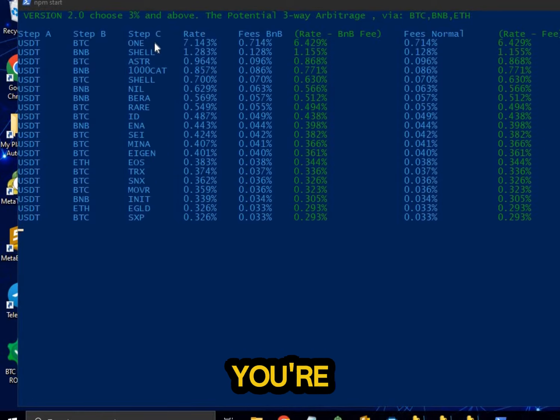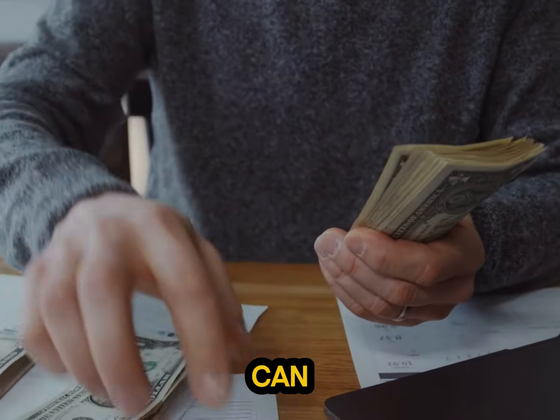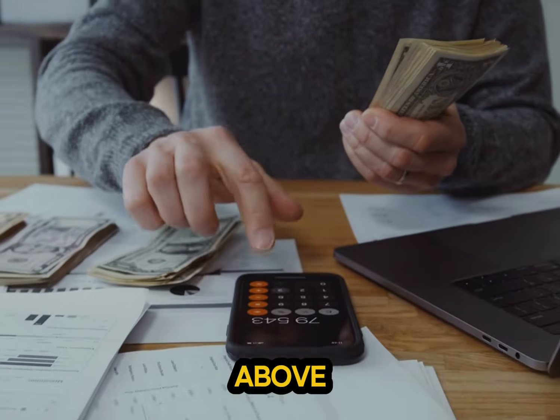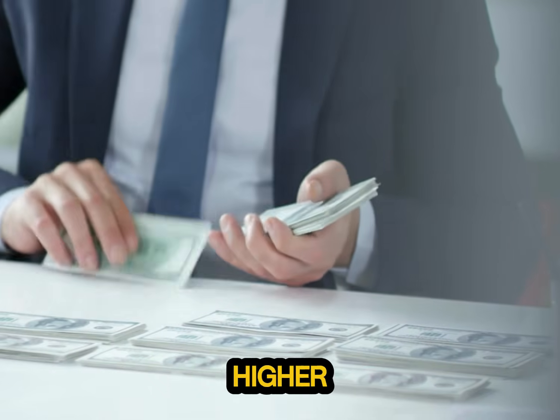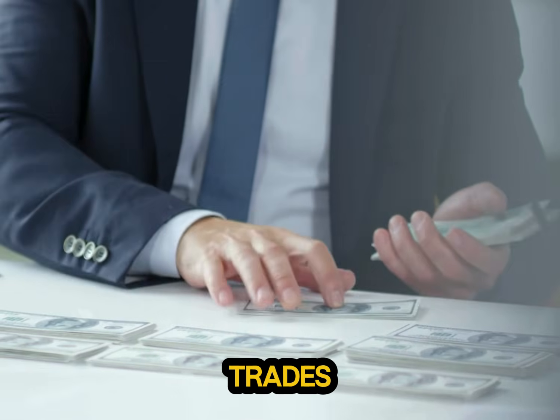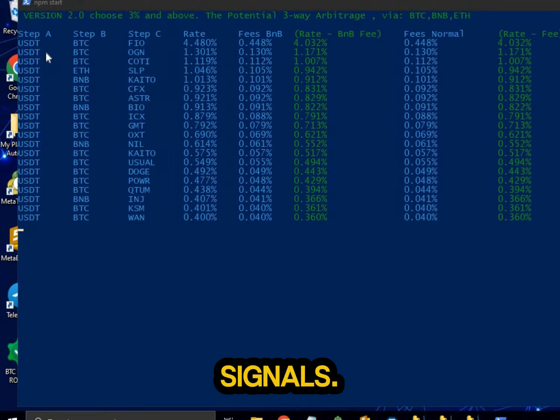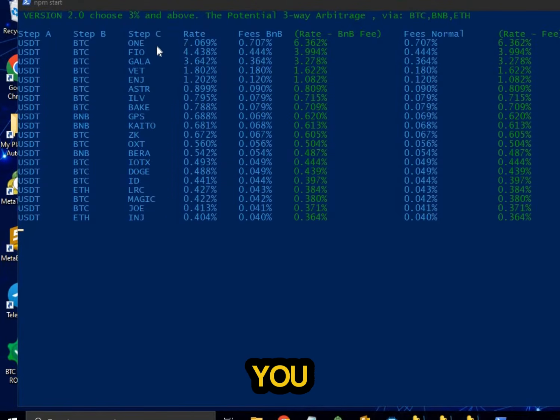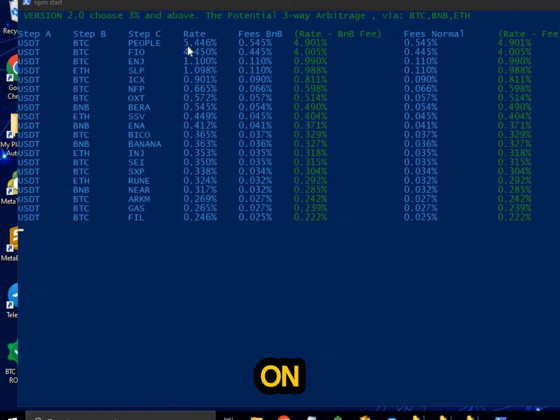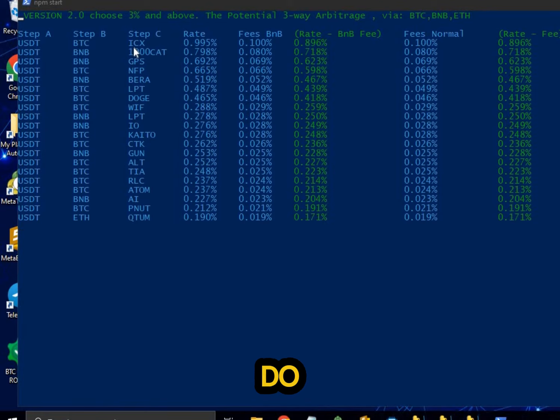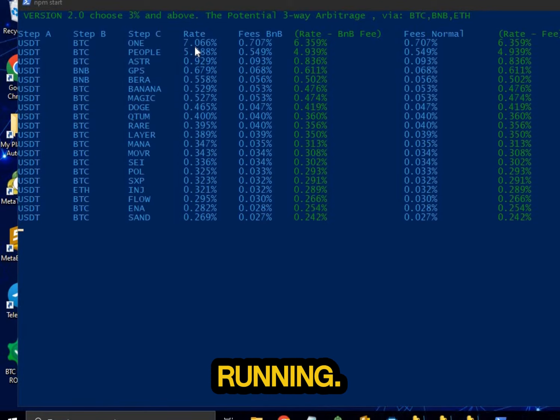So if you're using $100 or less, you can take trades between 3% and above. But if you have higher capital, you can also take trades of 2% signals. When you find a good opportunity, you can just pause the bot by clicking on your mouse once, and then you do the same to have it continue running.